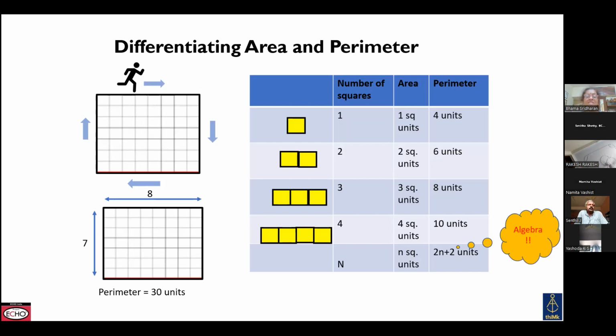And as and when we generalize, whether it is geometry or whether it's arithmetic, algebra comes in. You're going to say, if the number of squares is n, the area is nothing but n square units. That's obvious. And the perimeter is nothing but 2n plus 2, the two sides together.